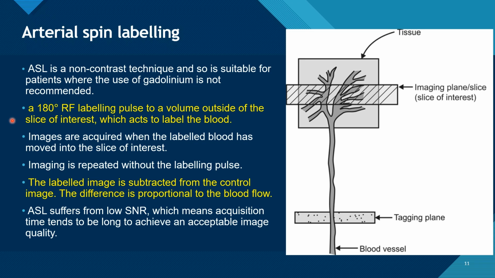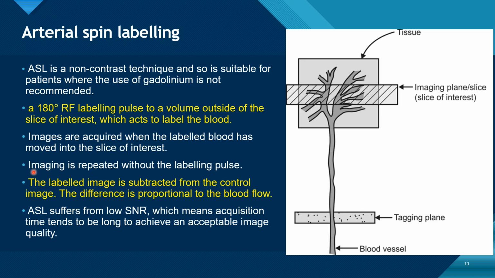So what we do to get our contrast is, instead of injecting gadolinium, we put a 180-degree radiofrequency labeling pulse outside the volume of interest, which is here. So here is our volume of interest, which is the capillary bed, and here is the area where we tag or label our red blood vessels. So the incoming blood is labeled or tagged with a 180-degree labeling pulse outside the volume of interest, and this blood will travel into the area or the slice of interest and will be imaged. So, images are acquired when the labeled blood has moved to the slice of interest.